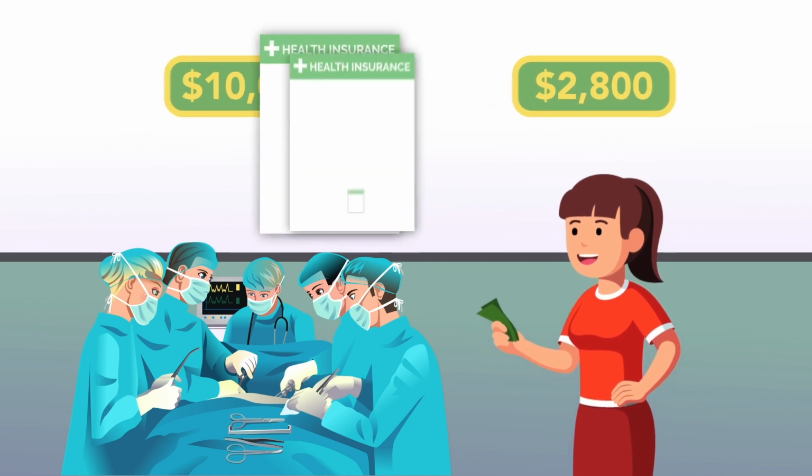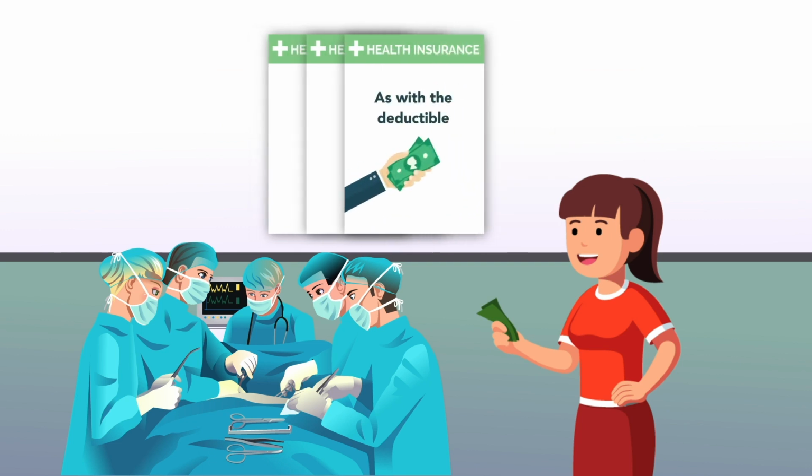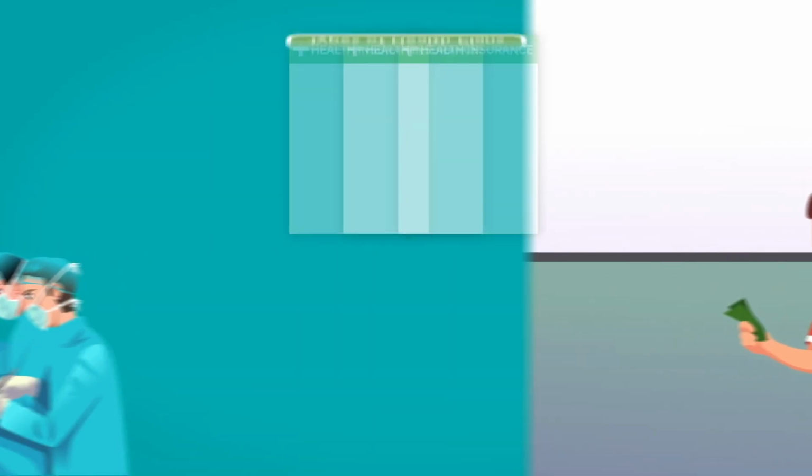Many plans also have limits on coinsurance after reaching a certain level. As with the deductible, a plan with low monthly premiums generally has higher coinsurance. Types of health plans.